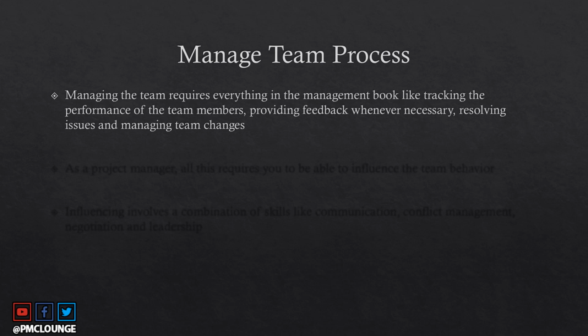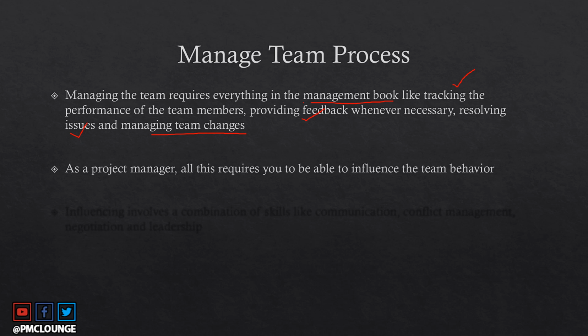Manage team process. It requires everything in your management book. This includes tracking the performance of the team members, providing feedback whenever necessary, resolving issues, and managing team changes. Changes in the team: people are leaving, people are joining, people are getting promoted, people are moving to newer projects, right? All those changes you also need to manage. These are some of the activities that you need to do to manage the team.